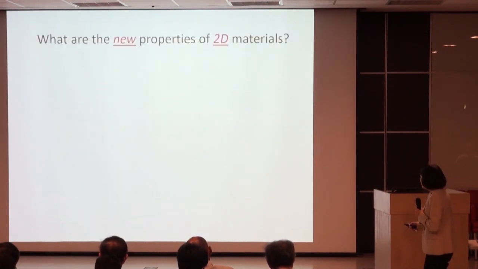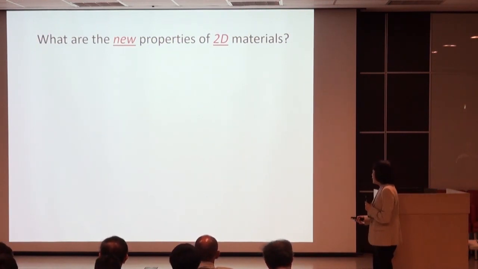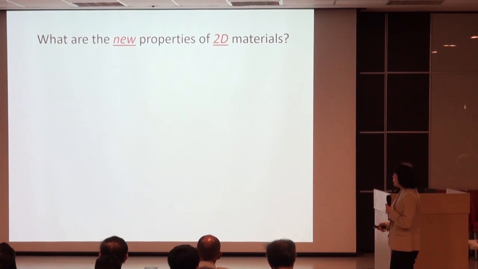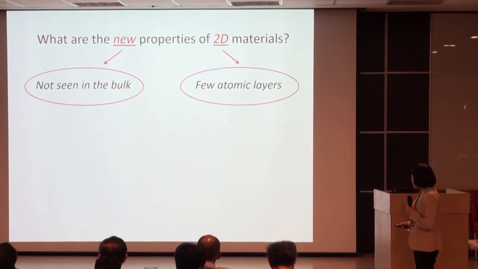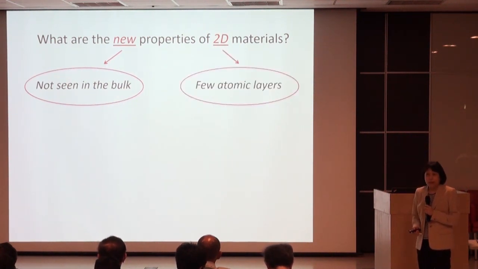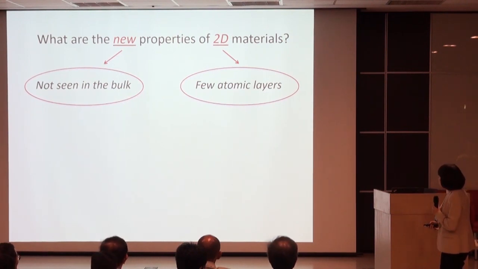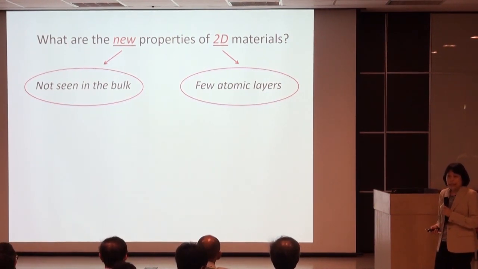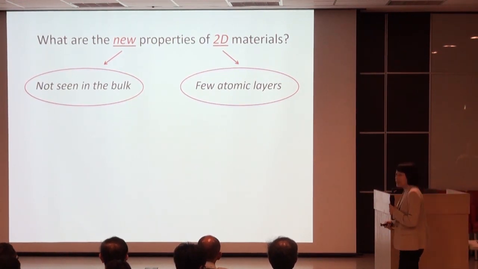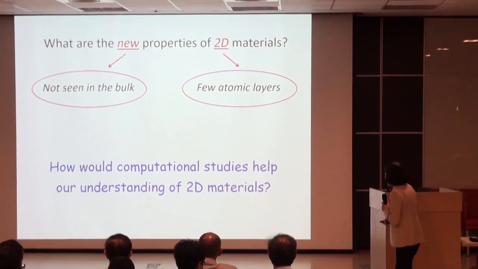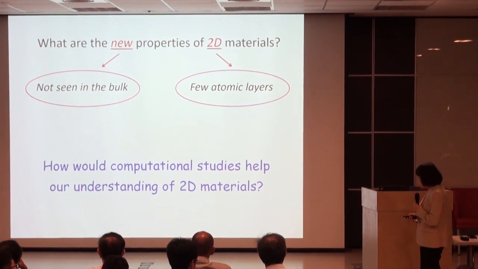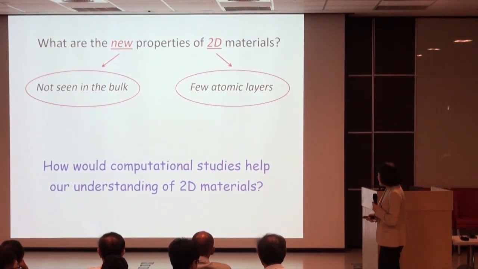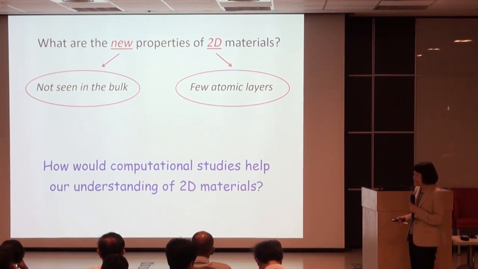Okay? And so the topic I'm going to talk about today is two-dimensional materials, which are new, because there will be some properties that are not seen in the book. And by two dimension, I mean materials that are only a few atomic layers thick, so that we do not have periodicity along the third dimension. Okay? We have already heard a lot of exciting discoveries in this field. And today I would like to mention a bit how computational studies help our understanding of those materials.